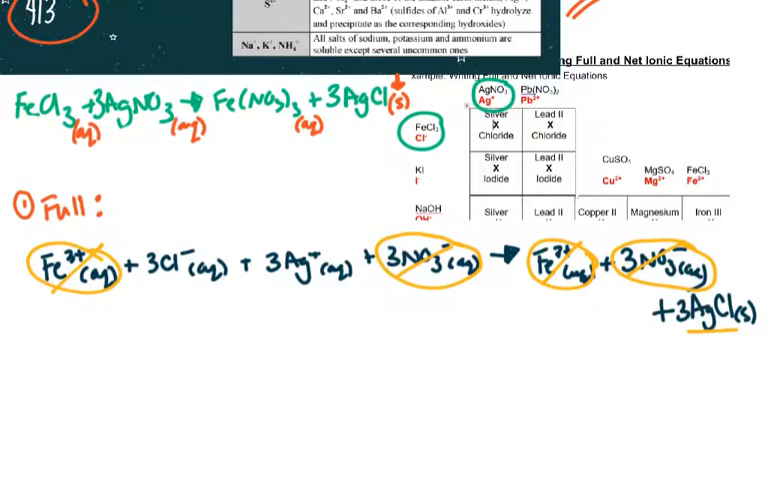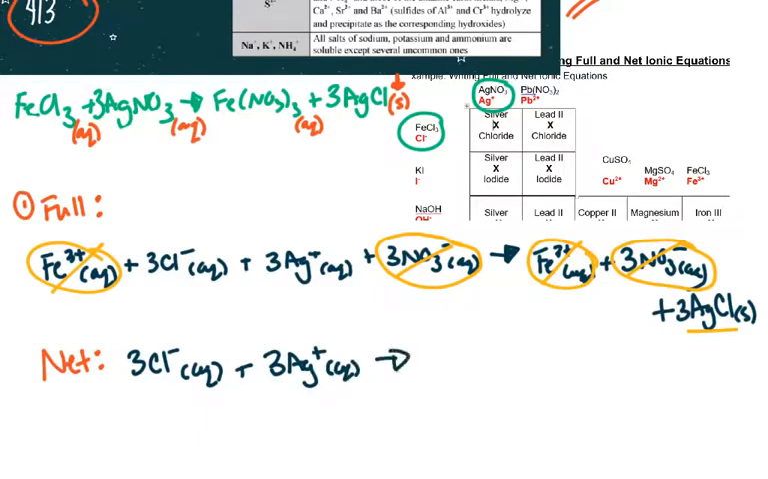So when I write my net ionic equation, my net ionic equation is the full ionic equation, just without the spectator ions. So I'm going to write down everything that I didn't cross out. So that's my 3 chlorines, I didn't cross that out. My 3 silvers, I didn't cross that out. And yielding my 3 silver chlorides. So that is my net ionic equation.